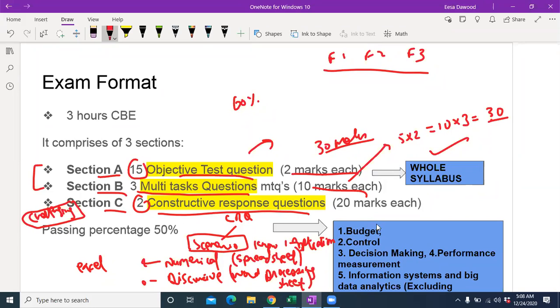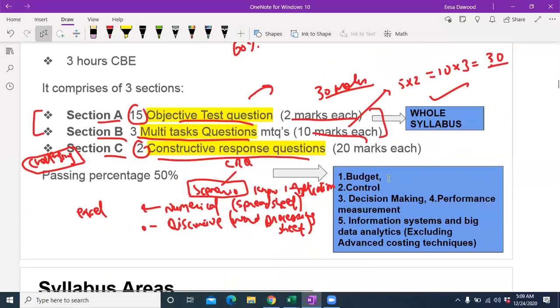So section C can also come from the entire area, just like section A and section B can come from the entire area. Questions on section C can come from the entire syllabus, excluding one syllabus area, which is advanced costing technique. So advanced costing technique would only be assessed in section A and section B.